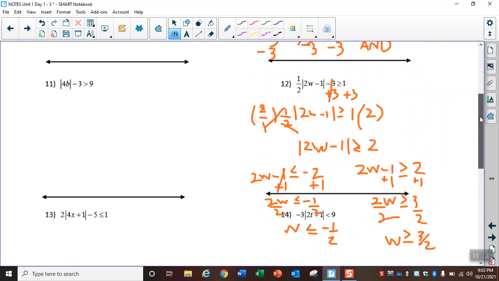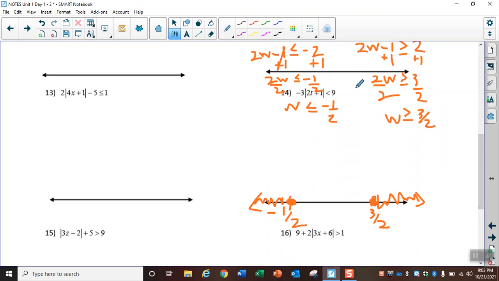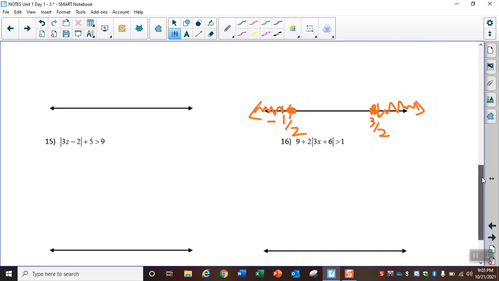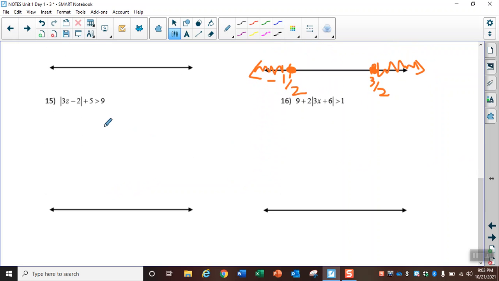And you know what? Since that was number 12, and I kind of wrote all over it, I'll come down here and jump down to 15. All right, so this is another greater, right? Greater. So I'm going to minus 5. Minus 5, you've got to get the absolute value by itself first. So now I've got the absolute value of 3z minus 2 is greater than 4.